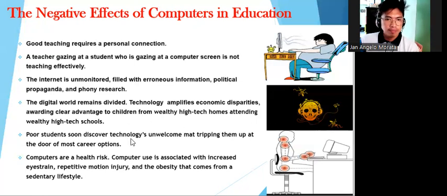So next one. So for students who discover technologies unwelcome, not tripping them up at the door of most career options. Because it is a must that in employment, an applicant must be computer literate. So ang computer literacy is depending on the time. So iba yung computer literacy noon sa computer literacy ngayon because of the system upgrade ng ating technology. So 21st century na tayo, digital age, where all people has the literacy in computer.